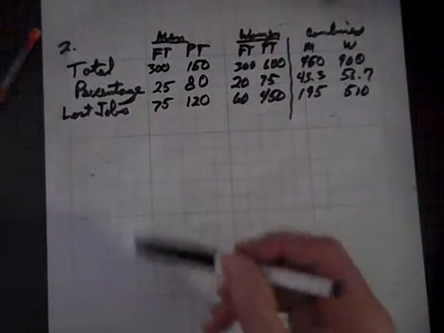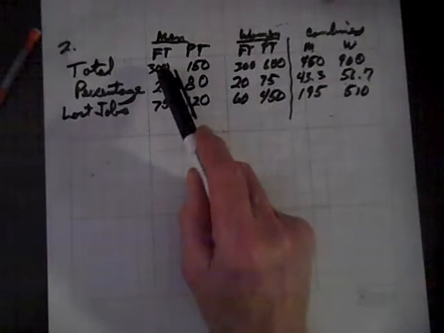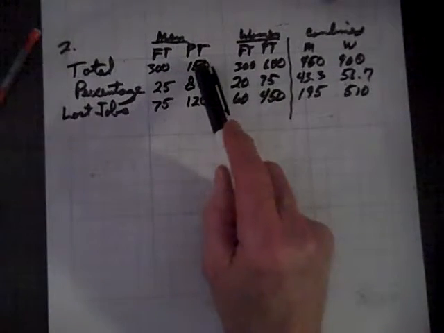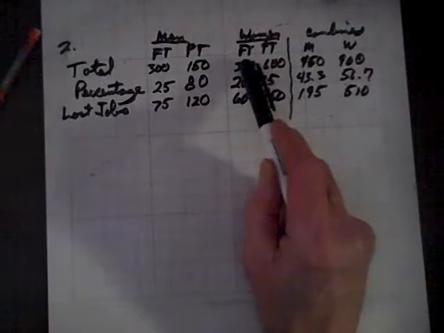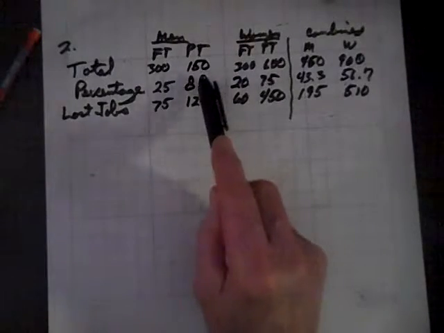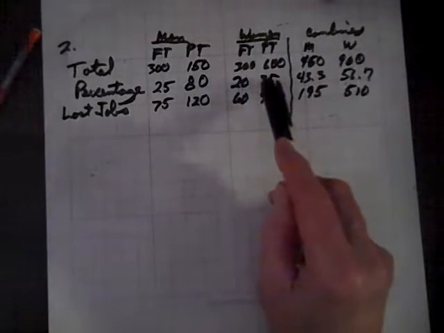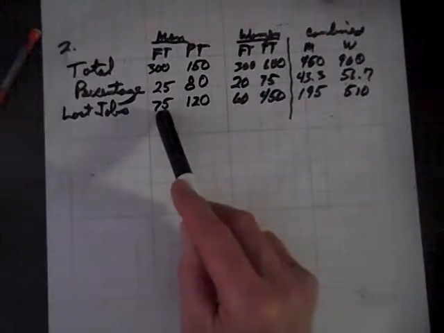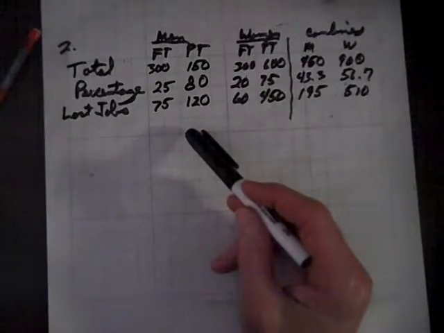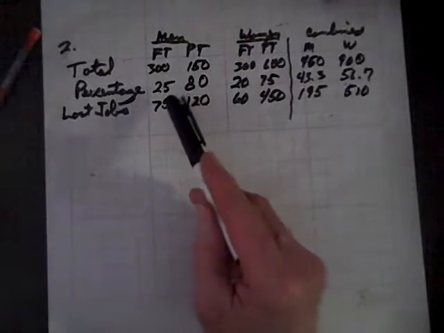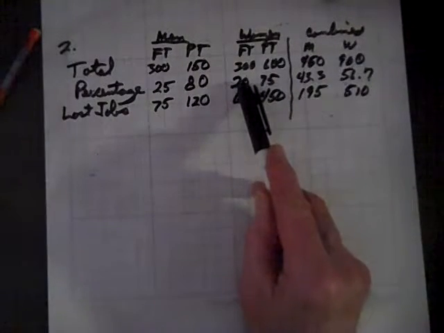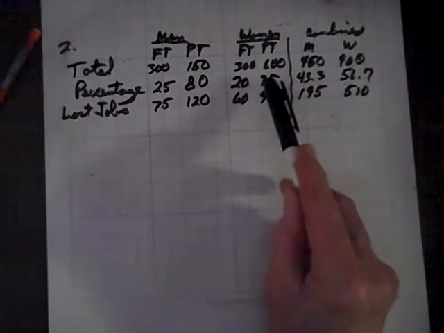Well, I've collected the data, so we had a total of 300 full-time men, 150 part-time men, 300 full-time women, 600 part-time women. Here are the percentages, 25 and 80 respectively for the men, and 20 and 75 for the women. And here are the number of lost jobs. So in each case, a higher percentage of full-time men lost their jobs, and a higher percent of part-time men lost their jobs.